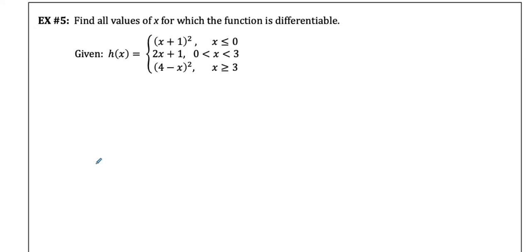I feel like you guys can do this one if I give you the derivatives. I'll do that. I'll give you the derivatives, and then I'm hoping you guys can tell me where it's differentiable. Because this question would actually take you a really long time if you had to find all the derivatives separately.